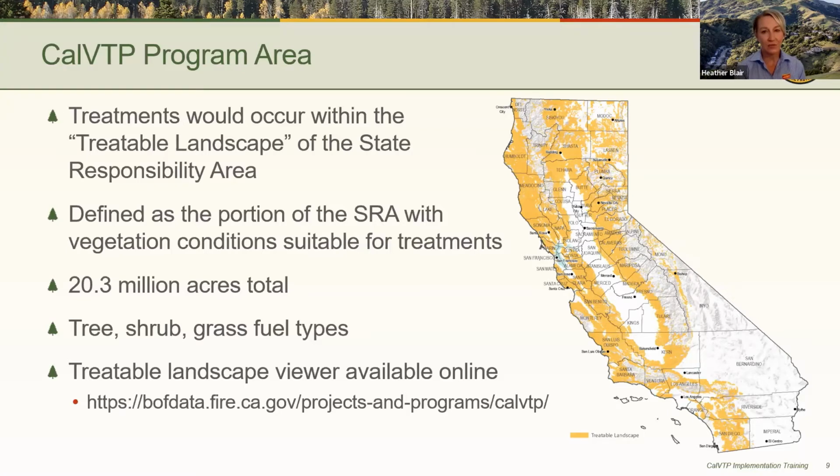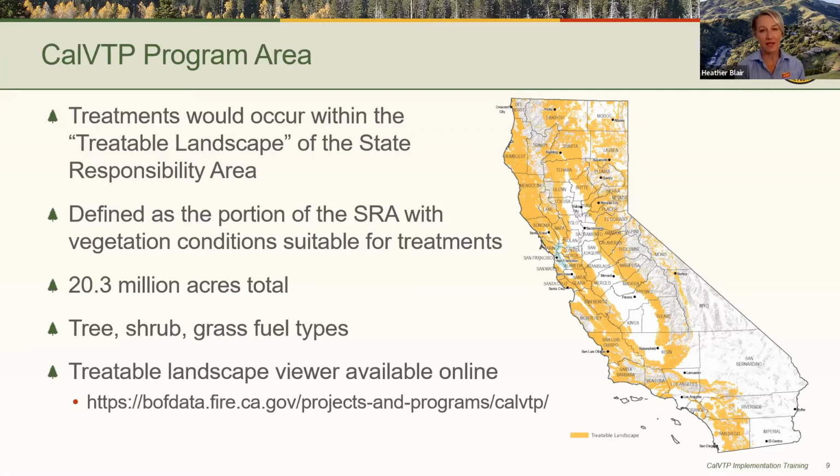And so appropriate areas within which to implement vegetation treatments as part of the CalVTP were identified first by dividing the SRA into vegetation types using the California Wildlife Habitat Relationship System, or CWHR. This is managed by the California Department of Fish and Wildlife. So certain CWHR vegetation types were then excluded because the wildfire risks within these vegetation types were negligible, such as wet meadow. And then agricultural CWHR vegetation types were also excluded from the treatable landscape.